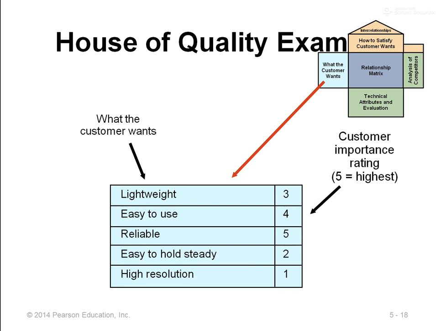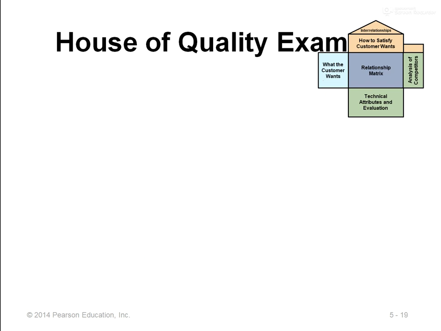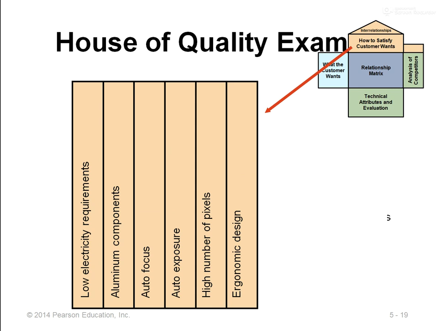We establish a rating, five points being the highest and one the lowest, for several functions that the customer needs or wants, like that the camera be lightweight, easy to use, reliable, easy to hold steady, and with high resolution. Then after that, we try to define how we can satisfy those needs. Maybe we can design a camera with low electricity requirements, aluminum components, autofocus, auto exposure, a high number of pixels, and ergonomic design.